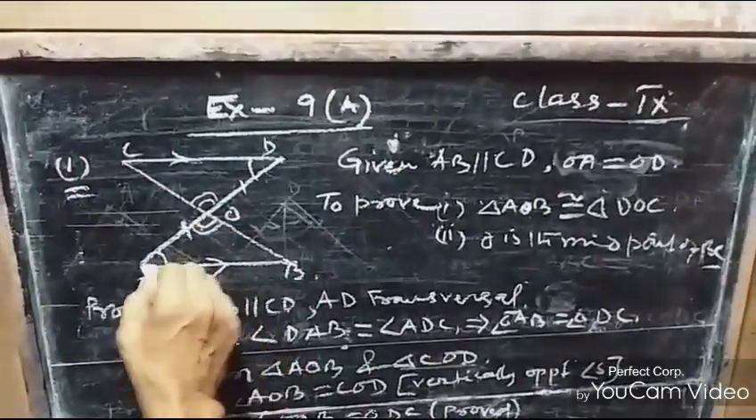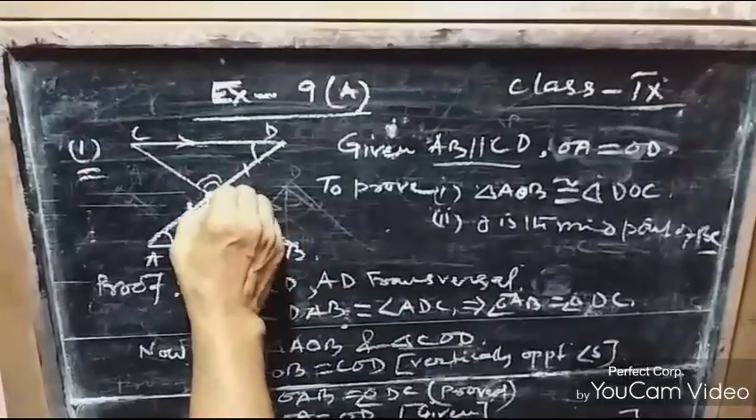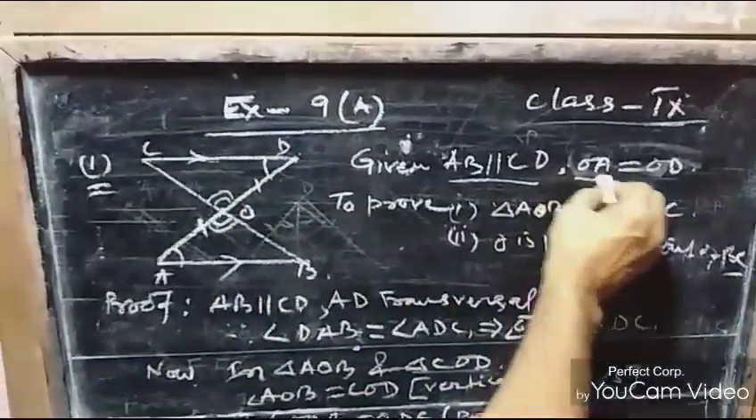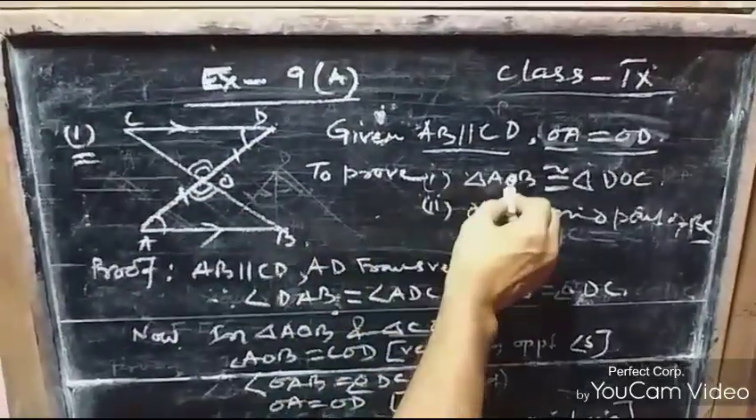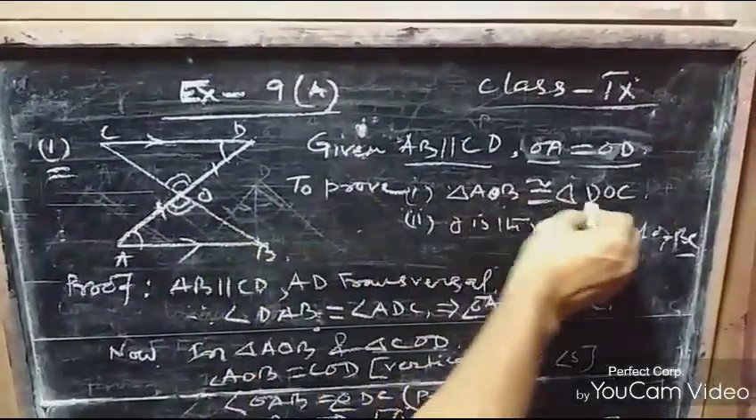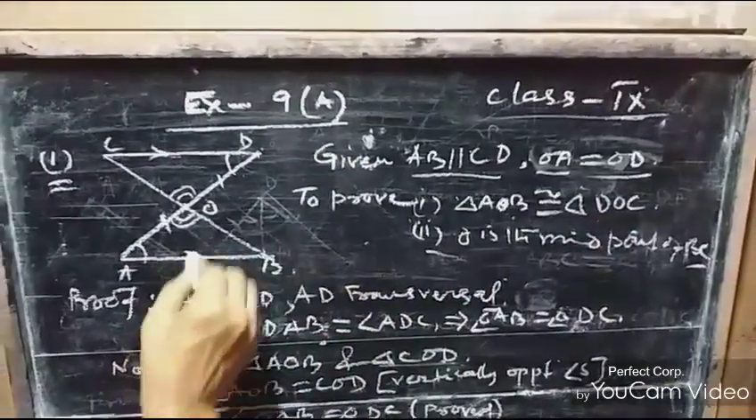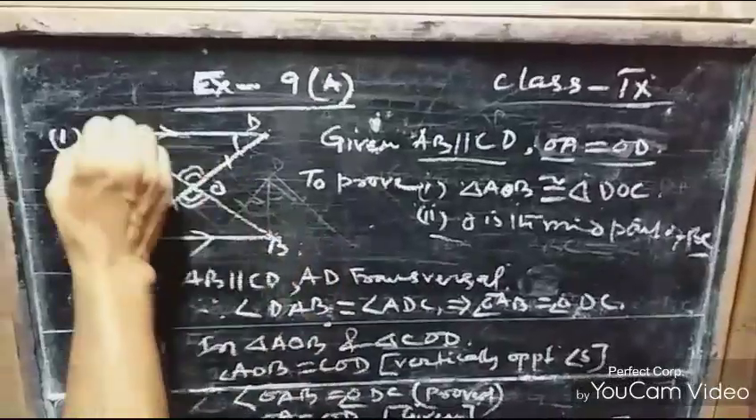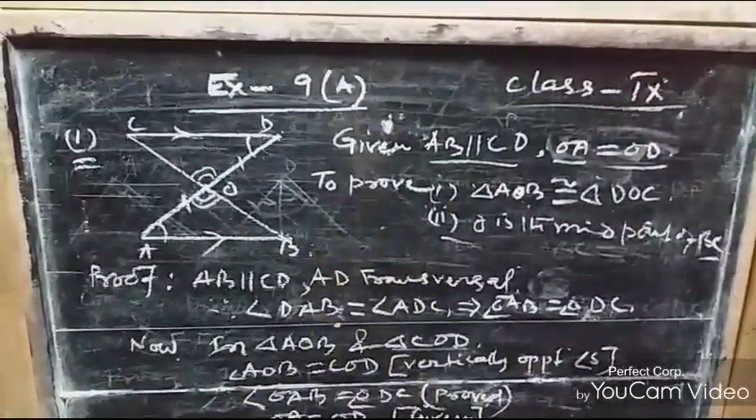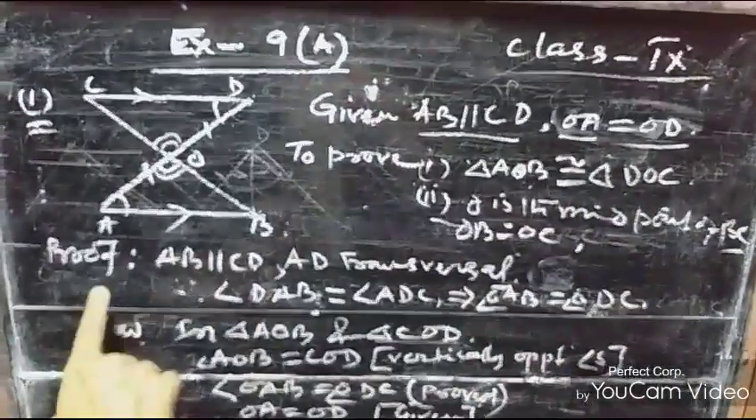It is given AB parallel CD, and O is the midpoint of AD, that is OA equal to OD is given. We need to prove that this triangle AOB is congruent to triangle COD, and another part is that O is the midpoint of BC also, that is OB equal to OC. We need to prove this one. Now prove.